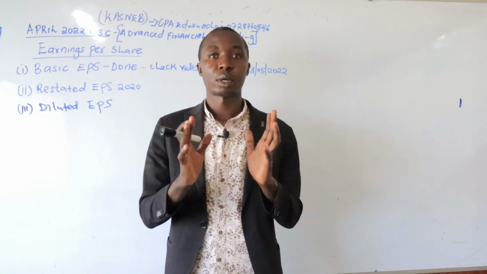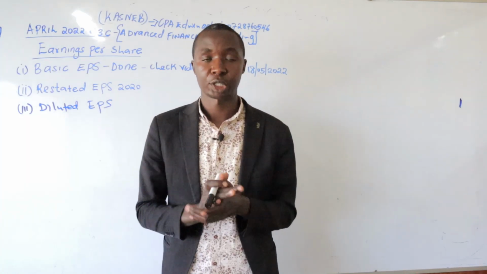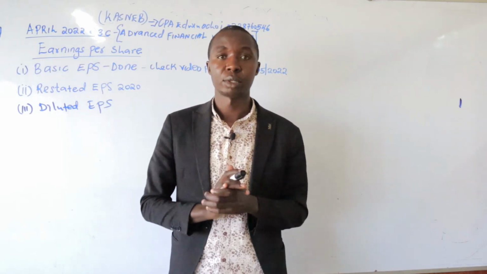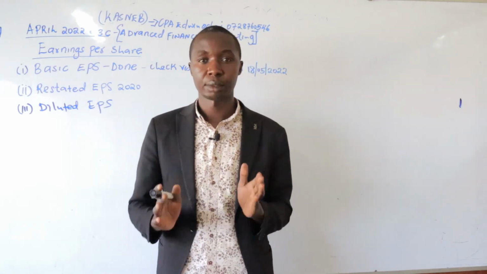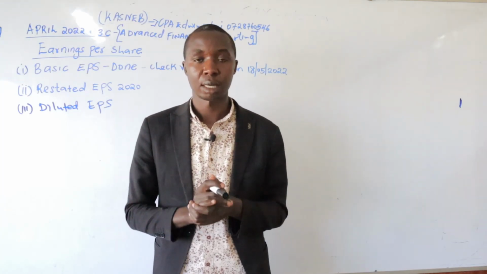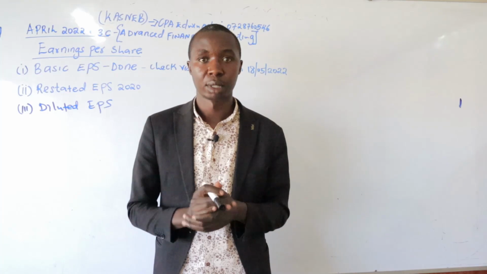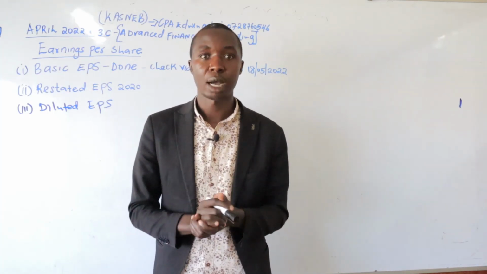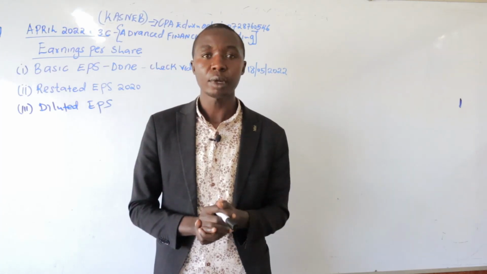So remember that when we talk about the earnings per share, according to the International Accounting Standards 33, we always say that listed entities are supposed to present the earnings per share and the diluted earnings per share.